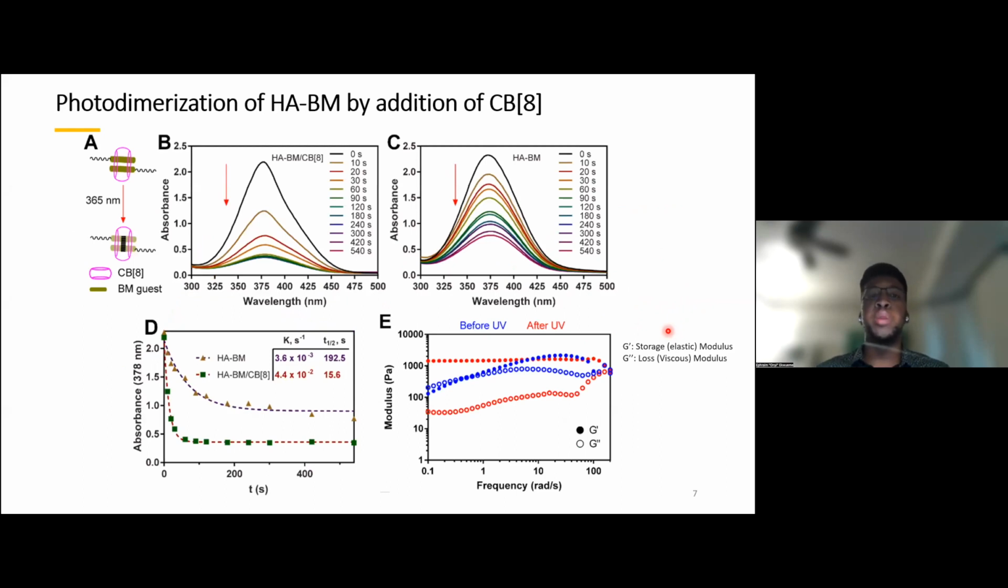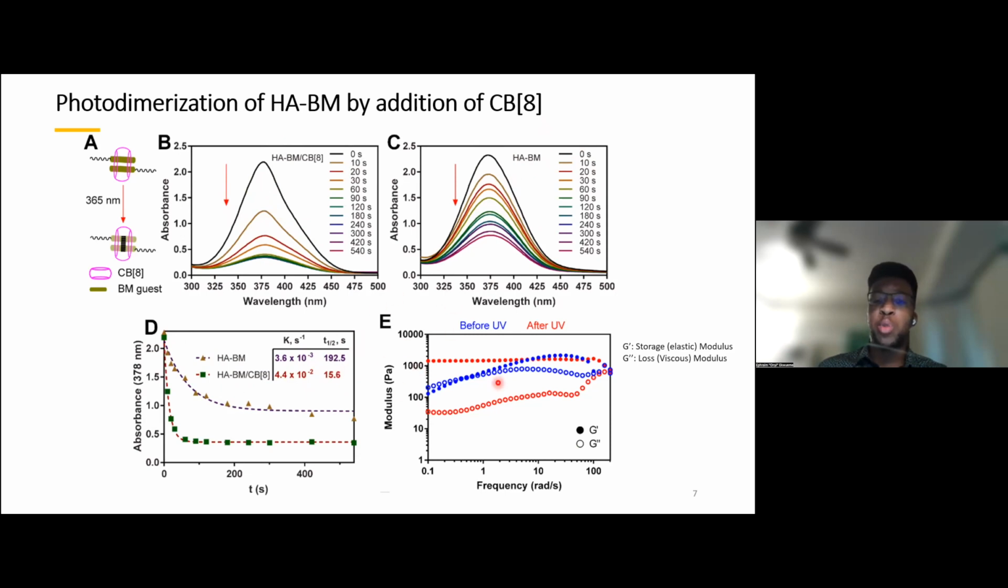Now I'll go into the photodimerization of HABM by addition of CB8. Here's just the schematic of the photodimerization. And as you can see here, this is the HABM with the CB8. Over time, you can see a progression in the photodimerization upon increased exposure to UV irradiation. However, we also saw this without the addition of CB8, which was unexpected because other studies did not show this happening. But you can see here that we found that this CB8 molecule had a catalytic role, so it happened faster here than over here.